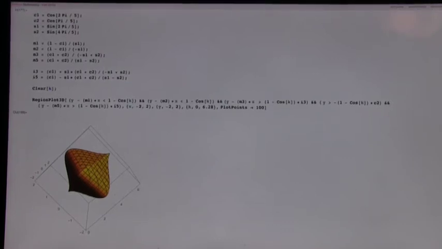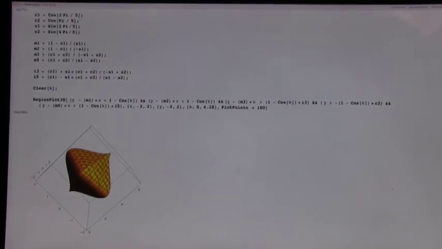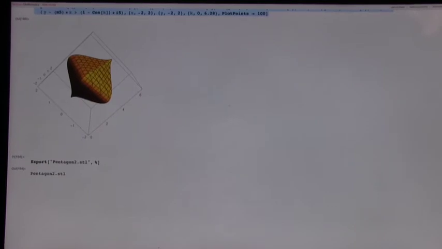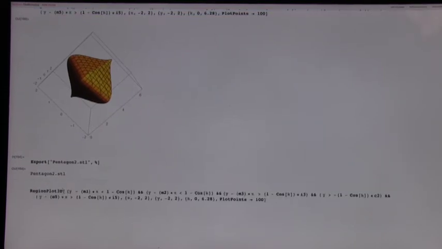Okay. So what I did to make the pentagon is I had to use some trigonometric functions, sine and cosine. All of this up here is just defining some points. And if I copy my region plot, move it down here, and I'm just going to go to region plot. I'm going to set k equal 1. You'll see why in a second.